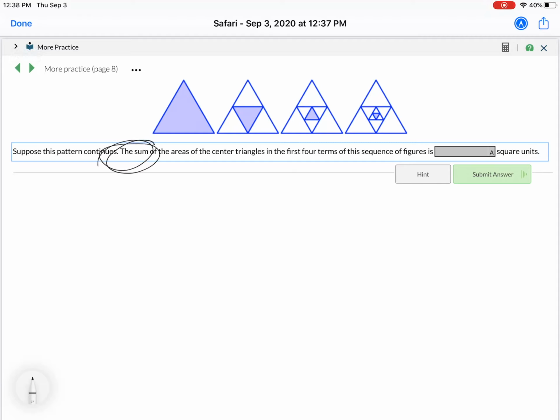All right, number 8. This says, suppose this pattern continues. The sum, important word, of the areas of the center triangles in the first 4 terms of the sequence of the figure is blank square units. Okay? Here's what you got to know. You have to use number 6 and number 7, okay?